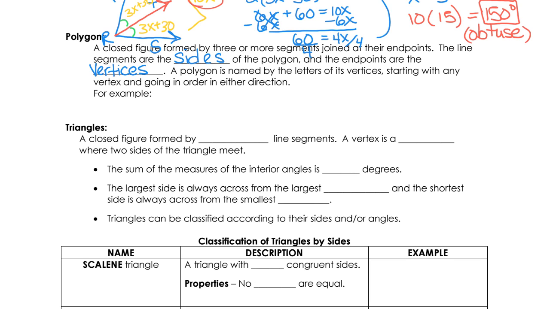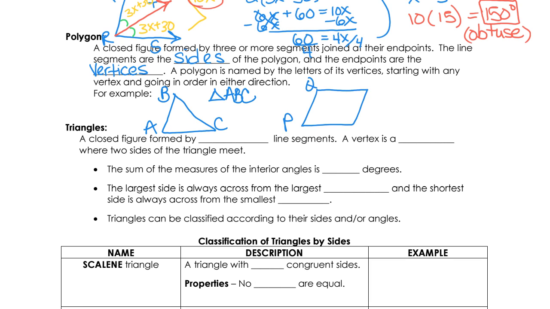Vertices is plural. A polygon is named by the letters of its vertices, starting with any vertex and going in order in either direction. So if we had a triangle named ABC, he would be known as triangle ABC. Okay. If we had a quadrilateral called PQRS, this would be quadrilateral PQRS. Okay, and so on.